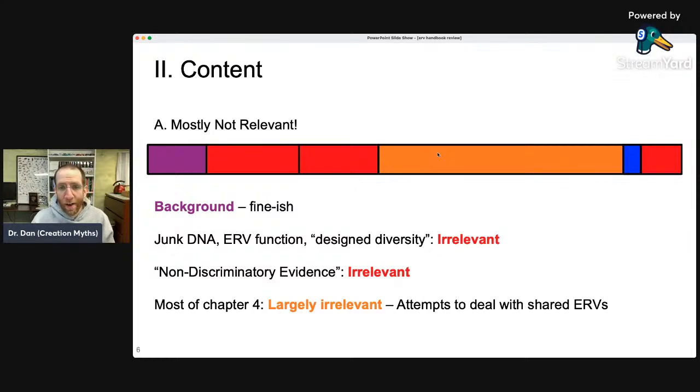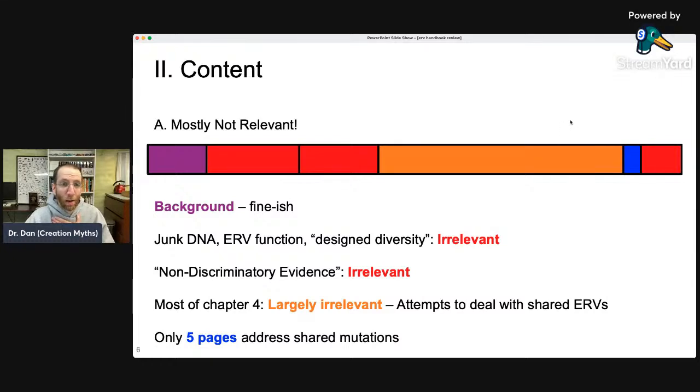This is also where you find the attempt to deal with shared ERVs, which I will talk about in just a minute. And then this little bit of blue right here. That's 5 pages out of about 170, where he does attempt to address the shared mutations and the distribution of shared mutations within ERV sequences across different organisms. That is the thing that needs to be addressed.